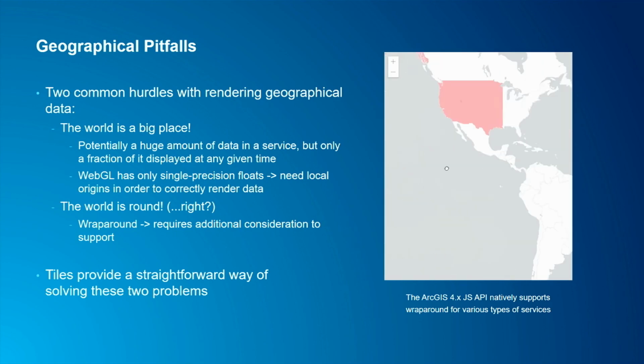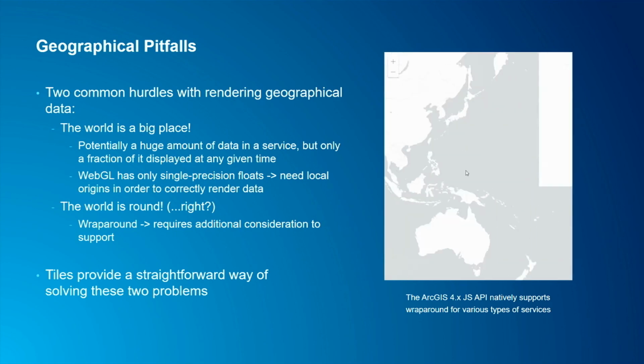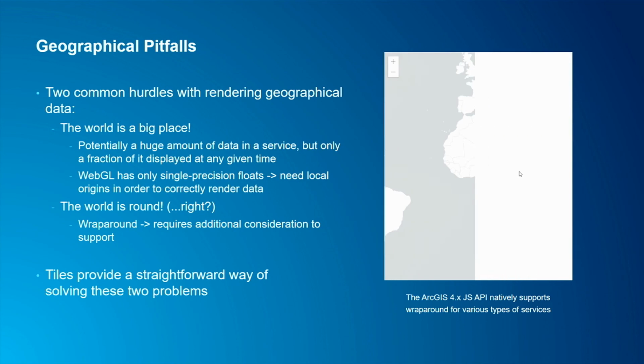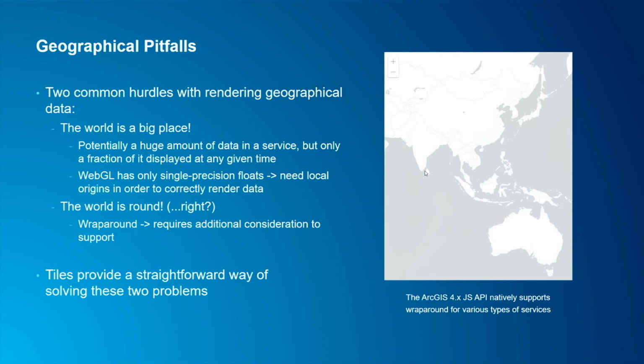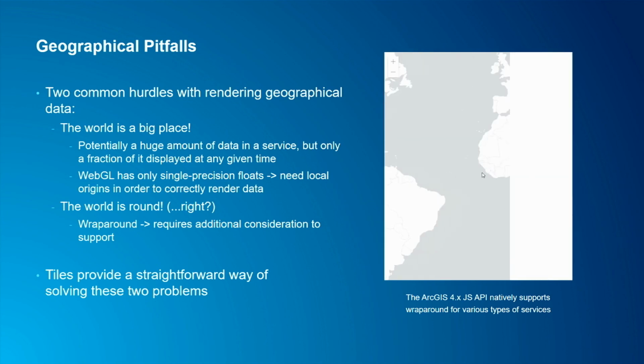So like Dario mentioned, you'll need local origins in order to correctly render data. And then of course the world is round. At least that's what the geographers on the team are always telling me. So to support things like wraparound, that will require additional consideration from developers. And tiling provides a pretty straightforward way of solving these two problems.